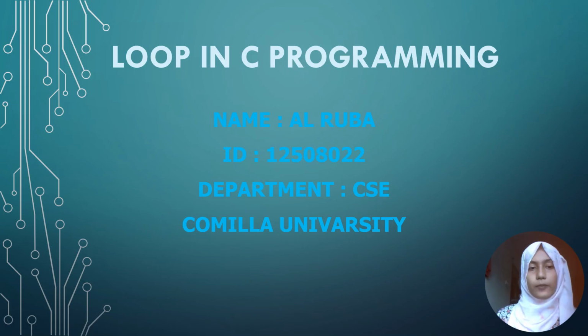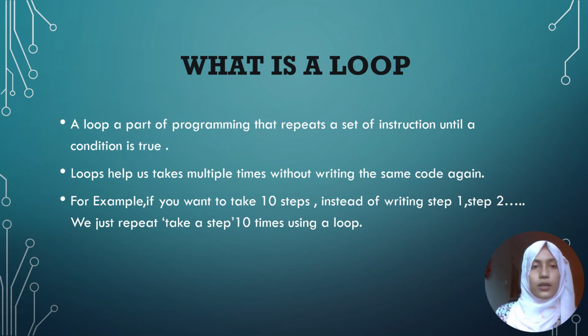Today, I am discussing a very important topic in C programming: loops. Let's start. What is a loop? A loop is a part of programming that repeats a set of instructions until a condition is true. Loops help us do tasks multiple times without writing the same code again. For example, if you want to take 10 steps, instead of writing step 1, step 2, we just repeat "take a step" 10 times using a loop.